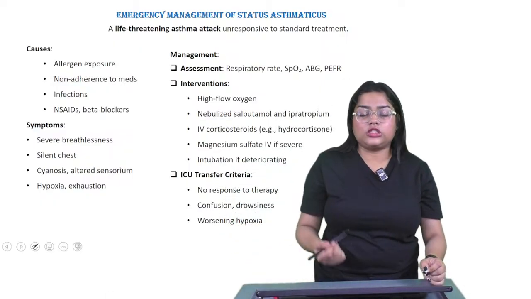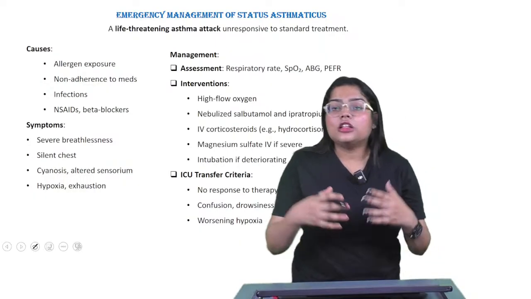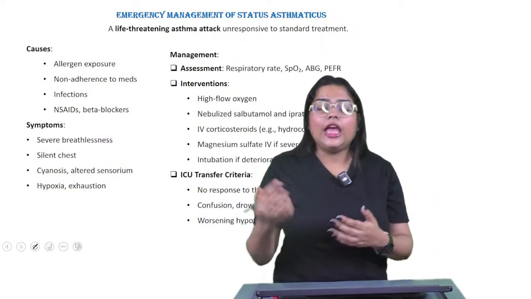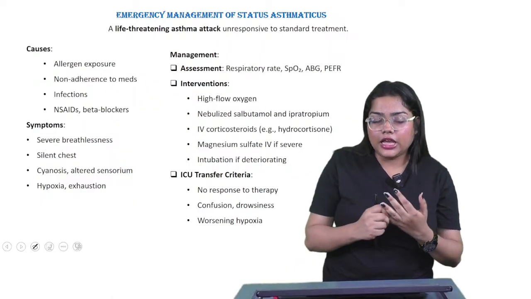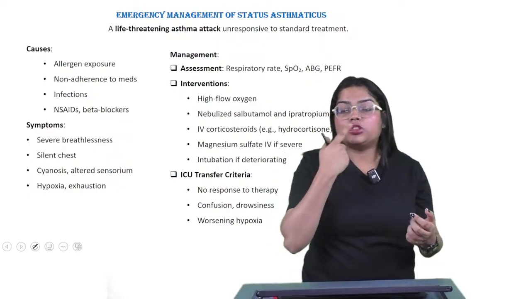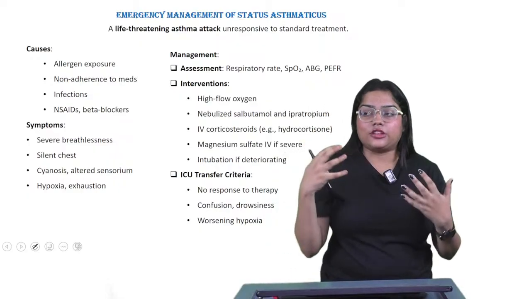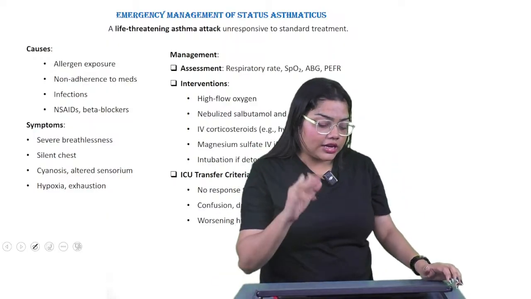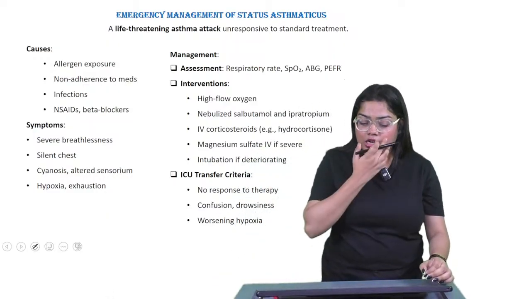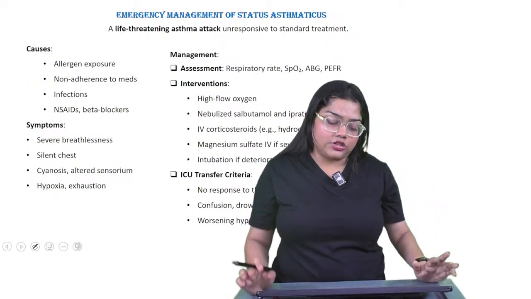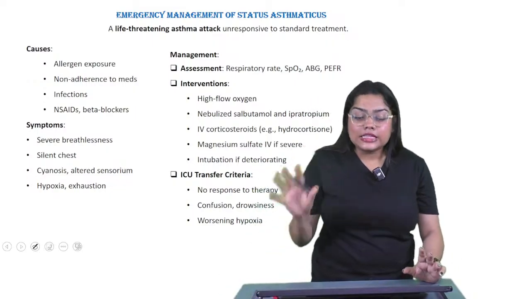Then cyanosis. Because of the breathlessness, oxygen is not able to reach the body properly, and you can see a bluish discoloration in the nail tips, around the eyes, lips and nose. That is called cyanosis. There is also altered sensorium along with hypoxia and exhaustion. So these are the main symptoms.